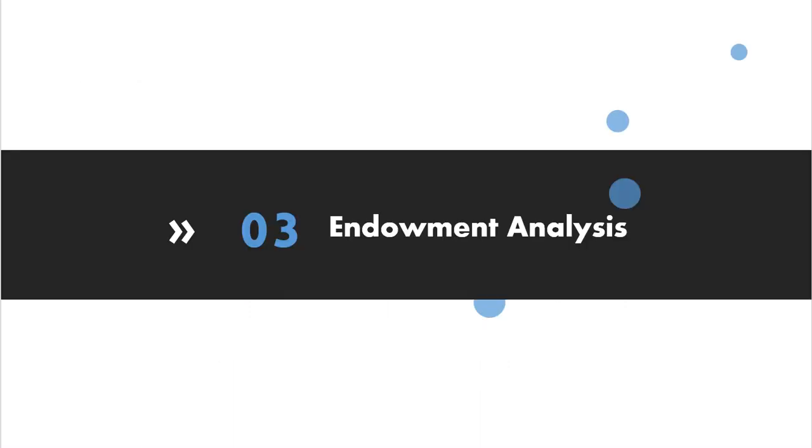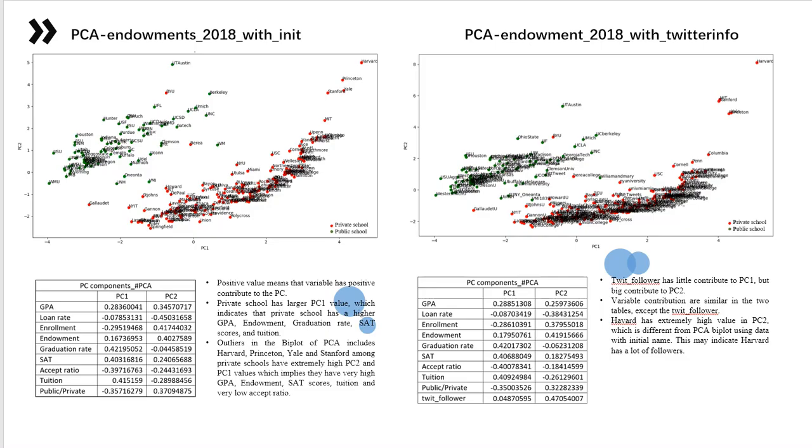Let's move on to the endowment analysis. The two tables are the loadings for PCA. The left one uses the data with initial names. The right one uses the data with Twitter names. A positive value means that the variable has a positive contribution to the PC.